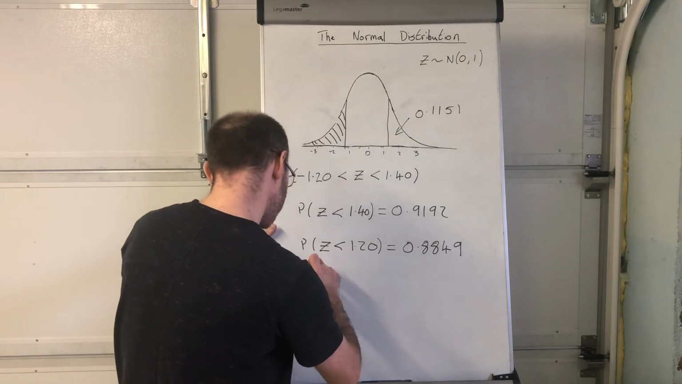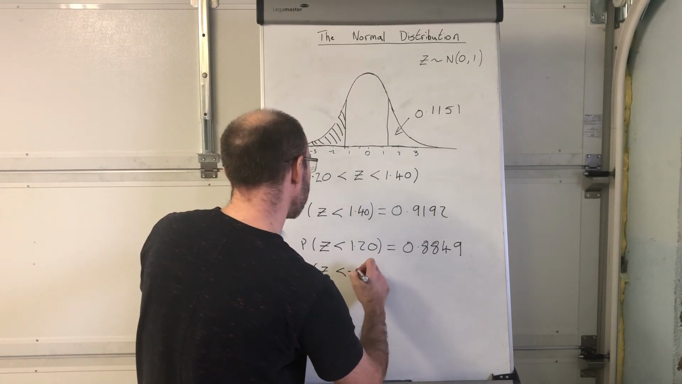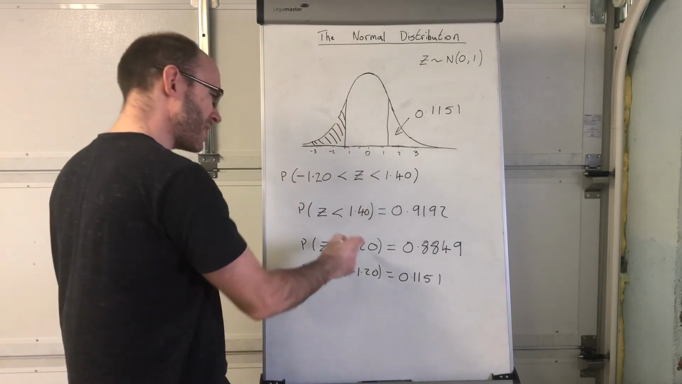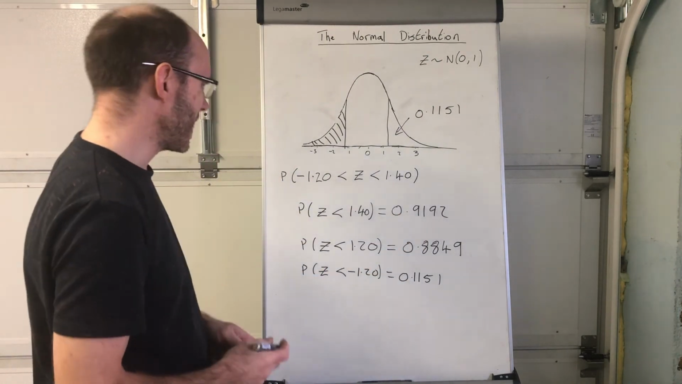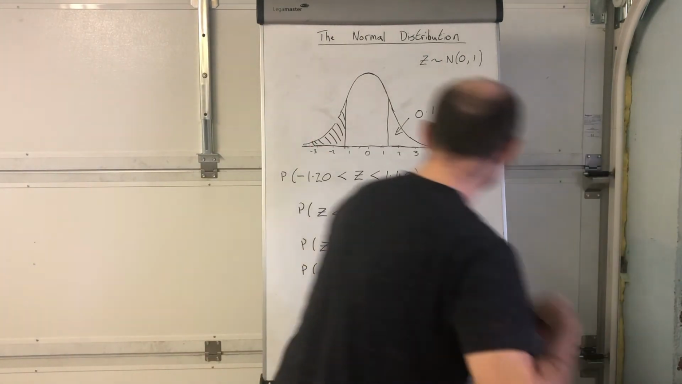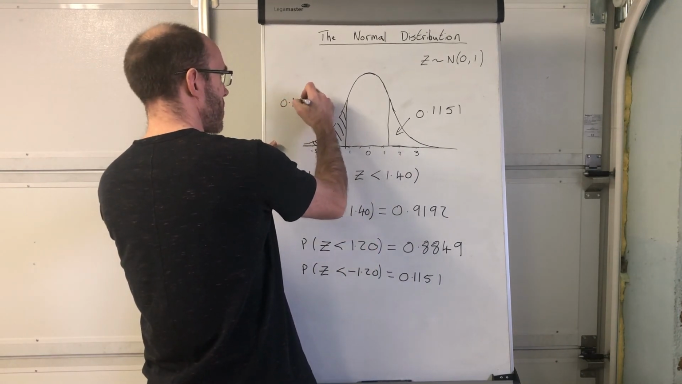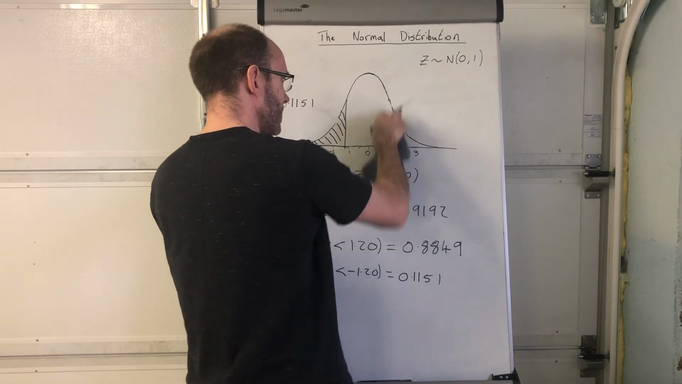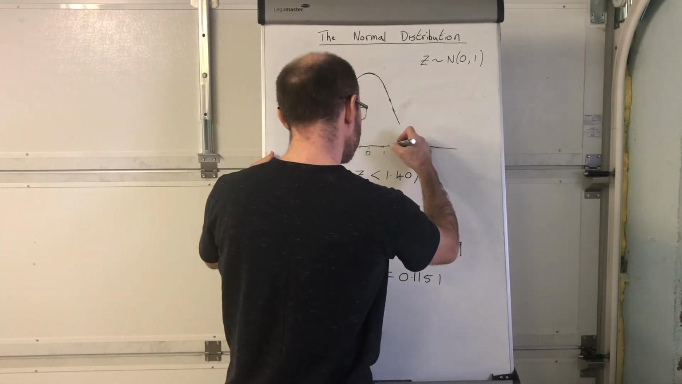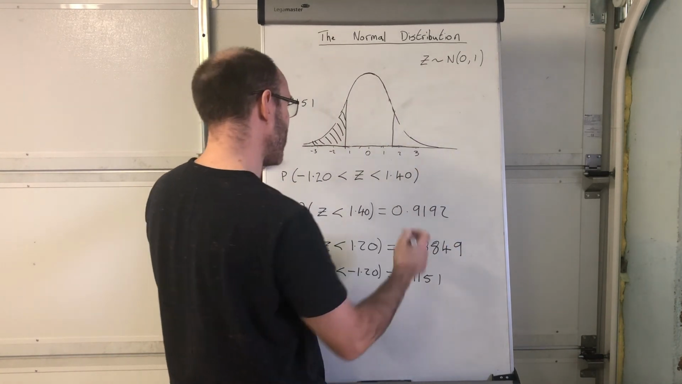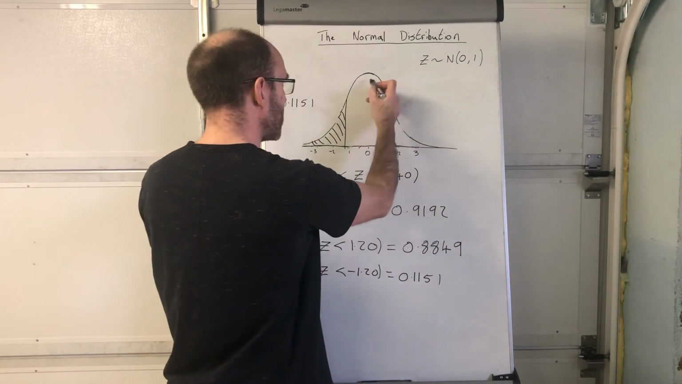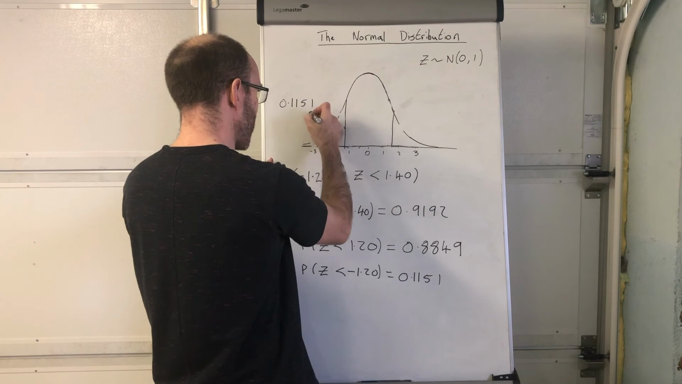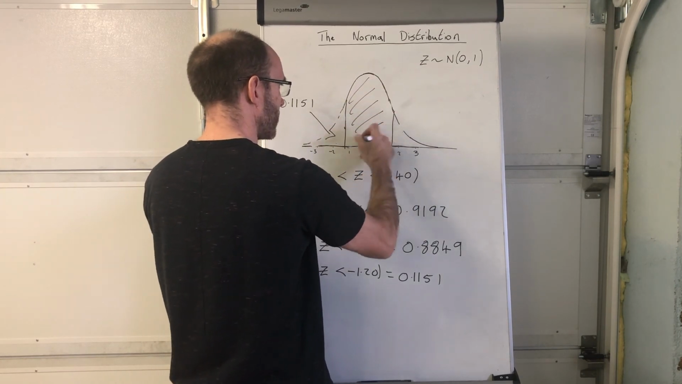So let's write that down. The probability of Z is less than negative 1.20 is equal to 0.1151. Let's rewrite this, 0.1151, and then put this back again, 1.40. There it was. And what we're wanting, of course, is all of this. If I unshade that and put the arrow there, we just want all of this. That's the bit we're after.